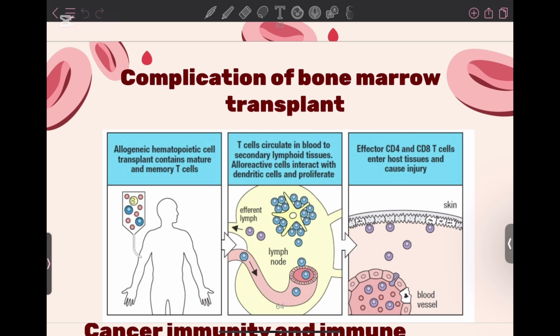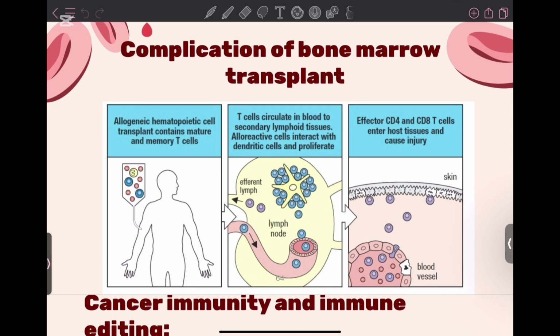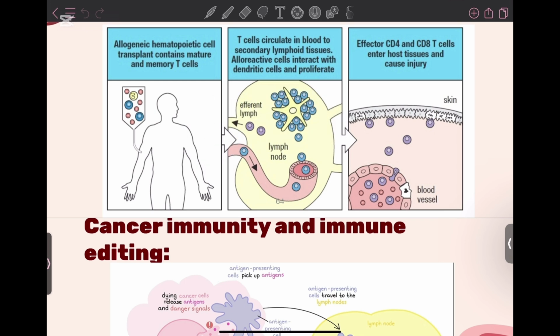They're unused to the proteins that are expressed by this recipient, and as a result we can have a graft versus host. So basically, the donor's T cells are going to start to circulate in the secondary lymph nodes, and they're going to become reactive by interacting with the dendritic cells, and they're going to express effector CD8 and CD4 cells to enter the host and start causing injury, because they were not programmed to tolerate the recipient's proteins, and as a result we're going to have graft versus host disease.